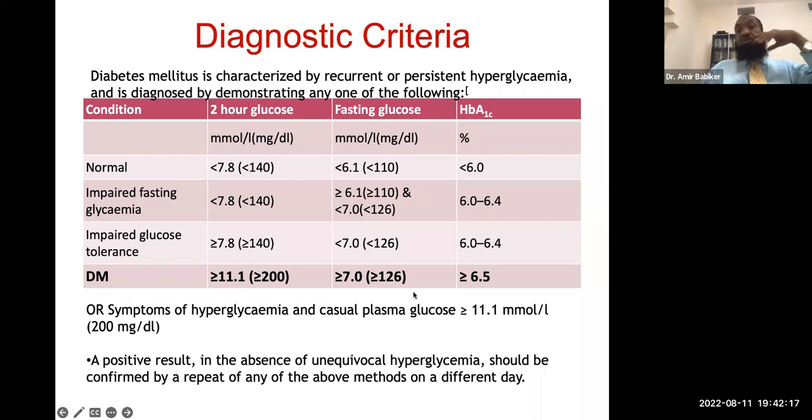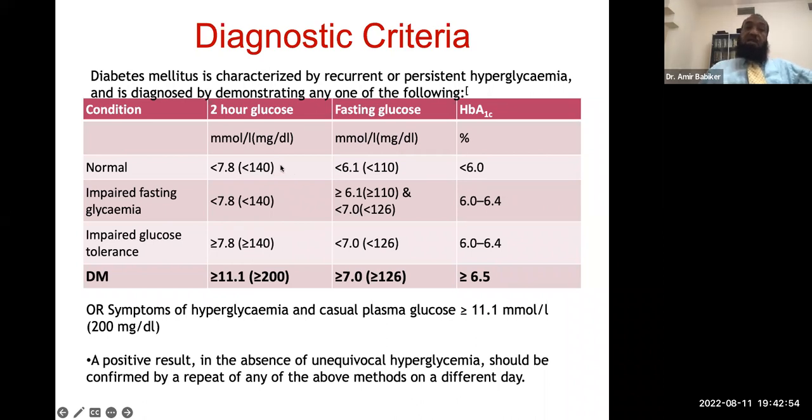But this is a common question you are asked: when do I say that this is diabetes? A random glucose above 200 milligram per deciliter or 11.1 millimole, or the fasting is above or equal to 7 millimole per liter or 126 milligram per deciliter. Normally the random is less than 7.8, meaning non-diabetic. After a heavy sugary meal it can go up to 140 milligram per deciliter.